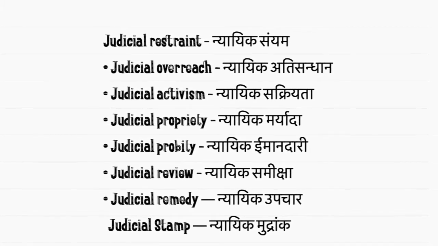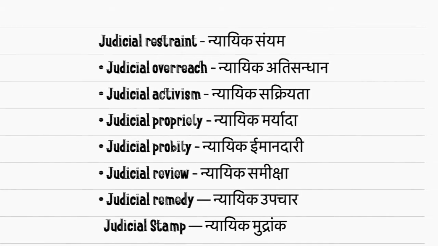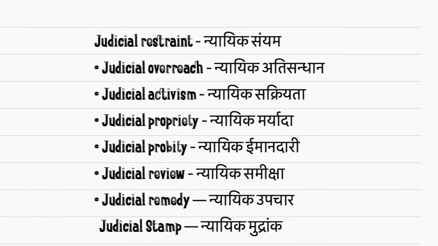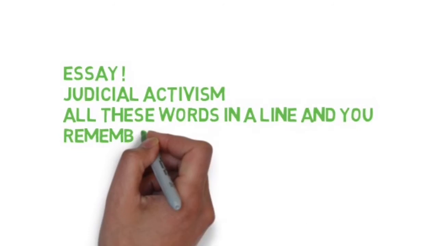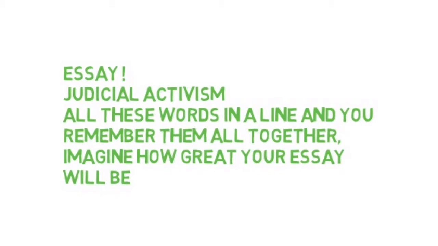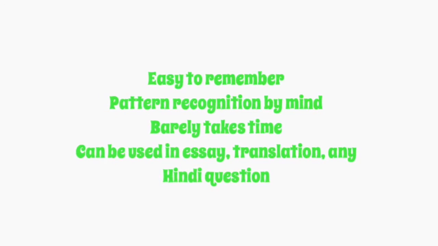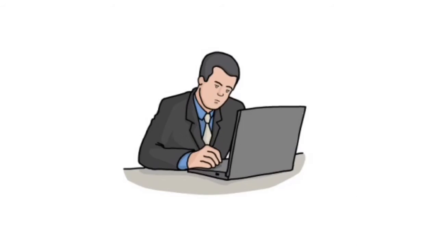Now, as you see, all of these words kind of sound similar. That is because they have one common root word of Nyay. And they just are variations or different combinations of the word judicial with other words. Now imagine if you have to write an essay on judicial activism or judiciary in any Hindi paper, and you know all these words in a line and your mind remembers them in a pattern. How great will that essay be? You will remember them all together in a pattern and you can use them all in an essay or a translation. And how impressed will be the examiner that you know all these Hindi words related to judiciary.